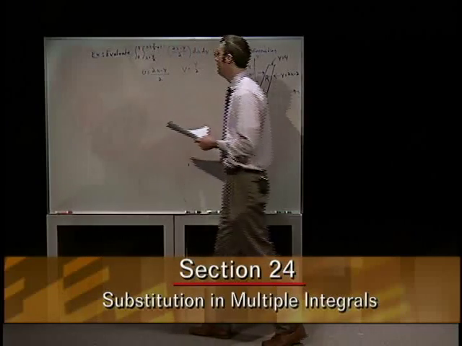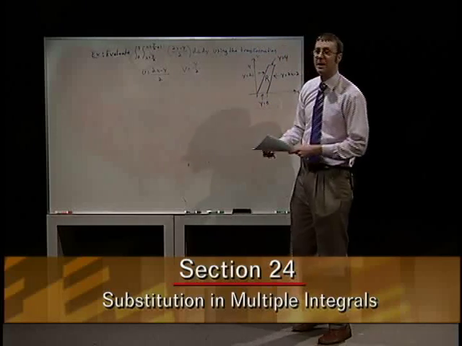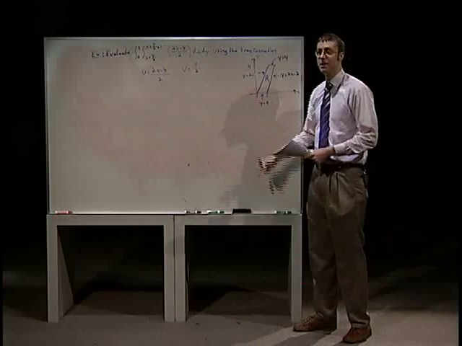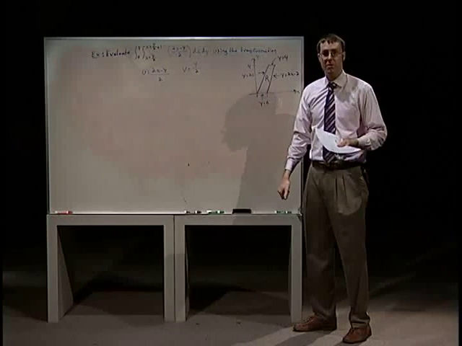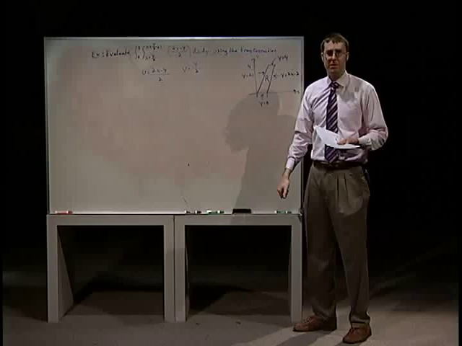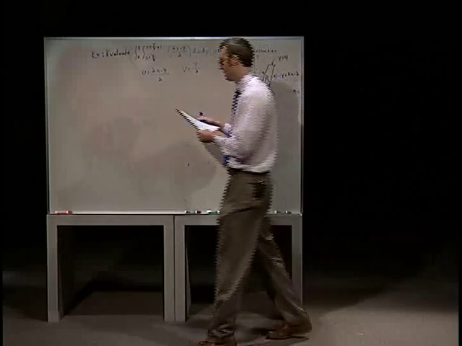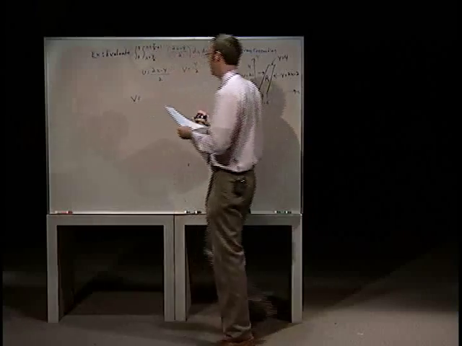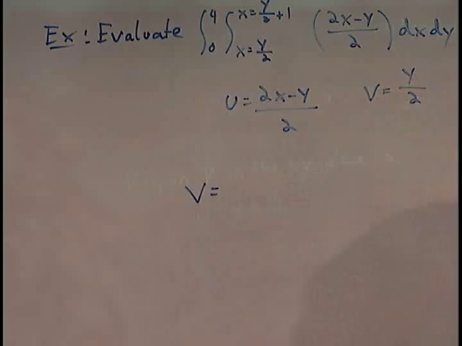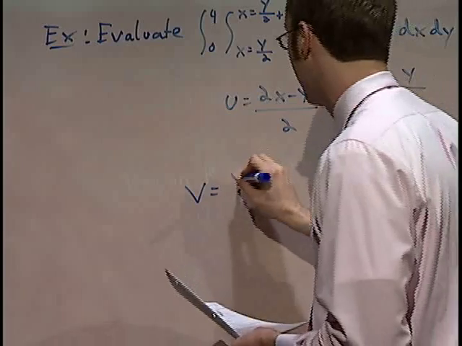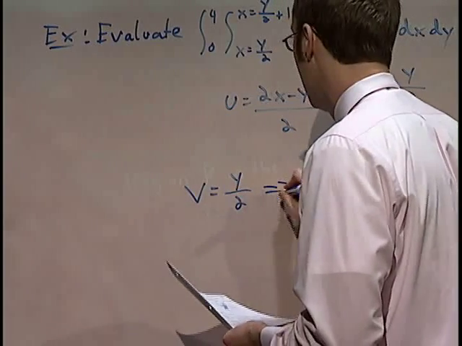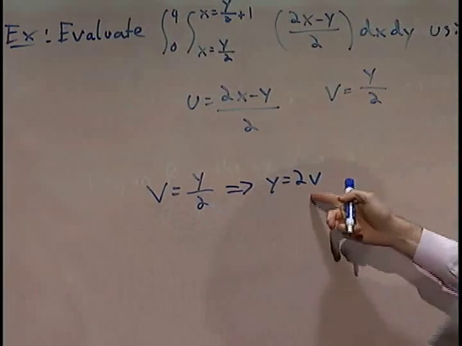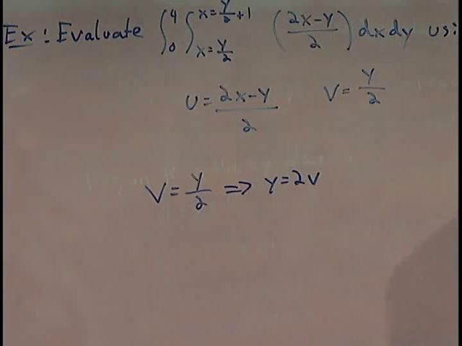Well, to get the UV region, our plan is we're going to take each of these bounding sides of the R region, convert them to U and V coordinates, and then find the boundaries of the new UV region. Okay? So that means that we need to convert y and x to U and V. All right? So if V equals y over 2, that tells us right away that y is equal to 2V.